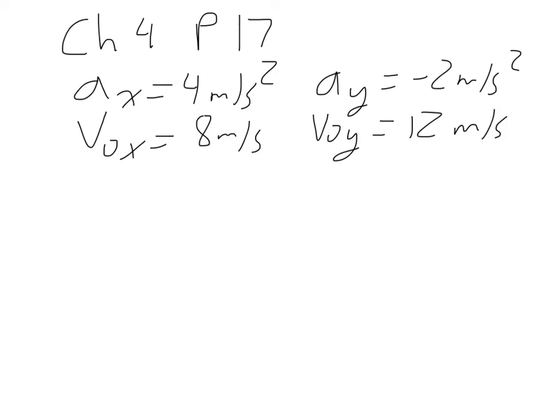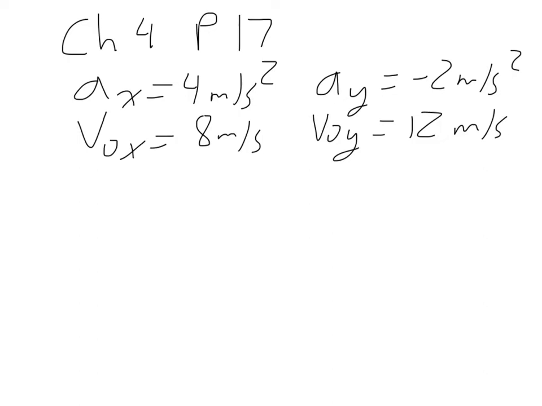This is Chapter 4, Problem 17. In this problem, we are given the acceleration for a cart along the x and y direction. The acceleration along the x is 4 meters per second squared, and the acceleration along the y is negative 2 meters per second squared. Now they give us that the initial velocity along the x direction is 8 meters per second, and the initial velocity along y is 12 meters per second. And they're asking us to find the velocity of the cart when it reaches its greatest y coordinate.